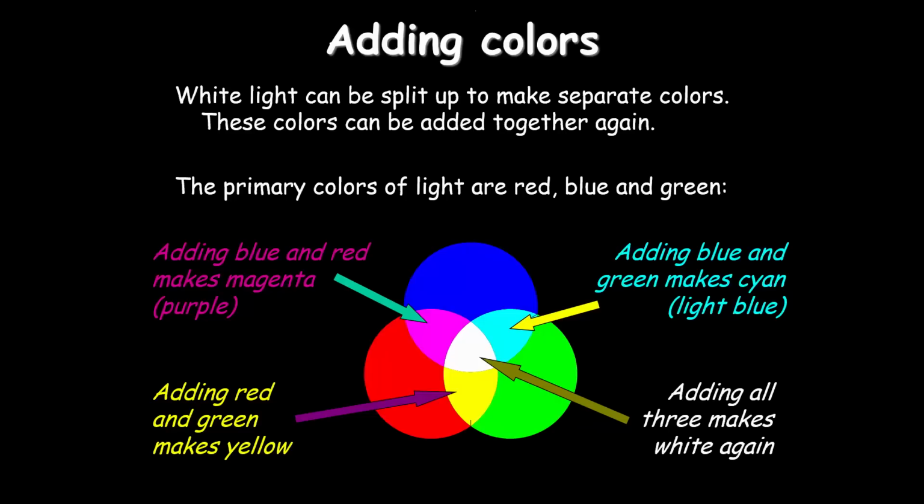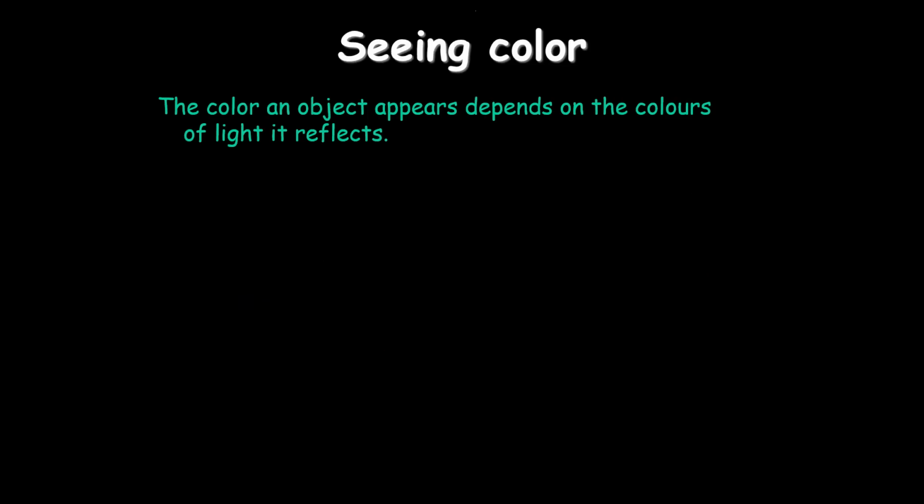Okay? When I add blue and red together, I get a shade of purple called magenta. When I do blue and green together, I don't get yellow. I get cyan, which is a light color of blue. When I mix red and green together in light, now I get yellow. Okay? So remember, the effects that pigment play on color is different than the way light works.